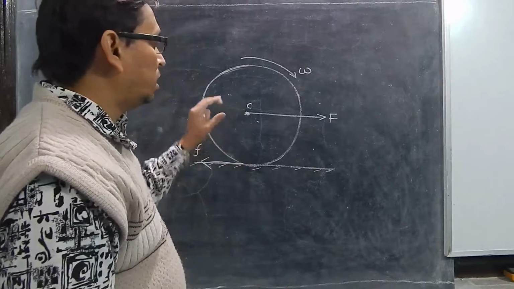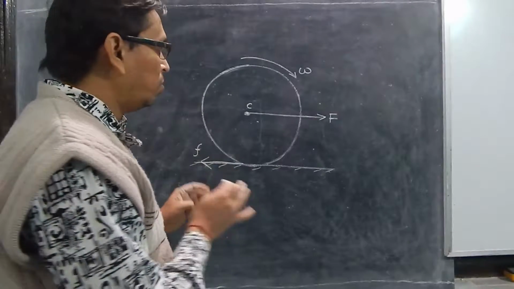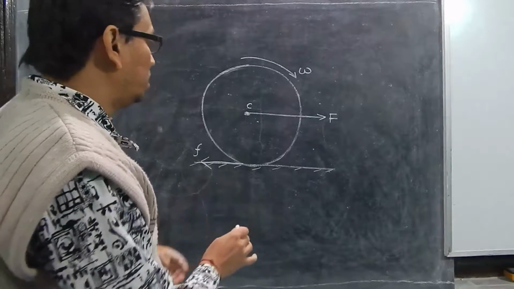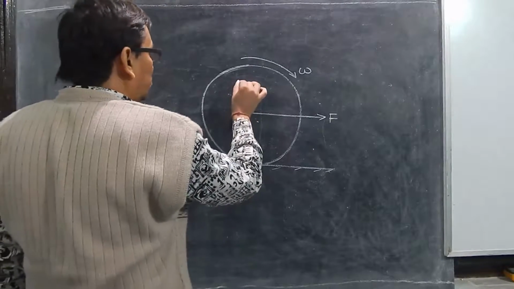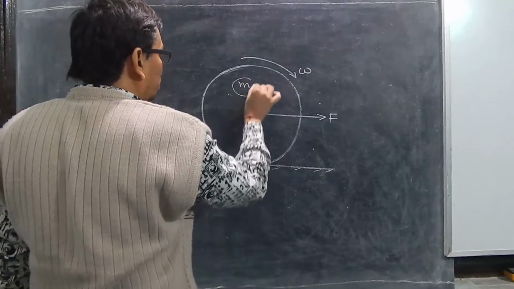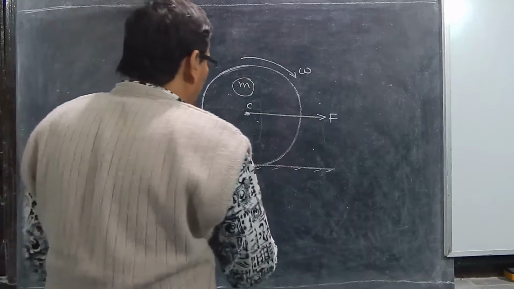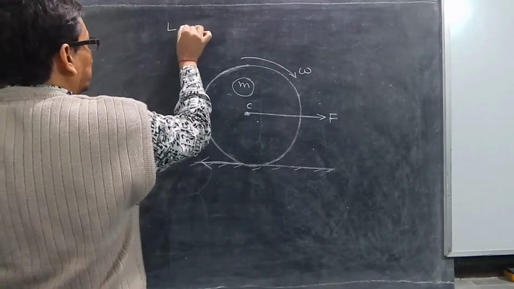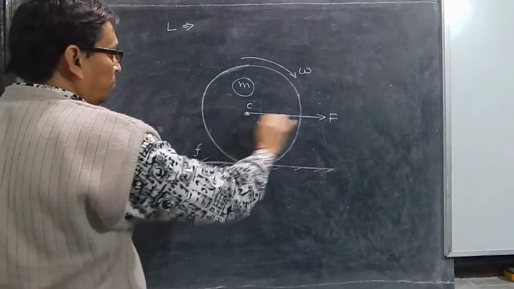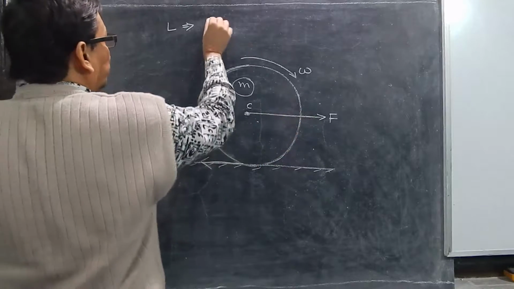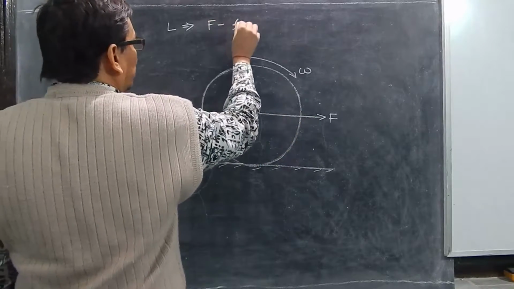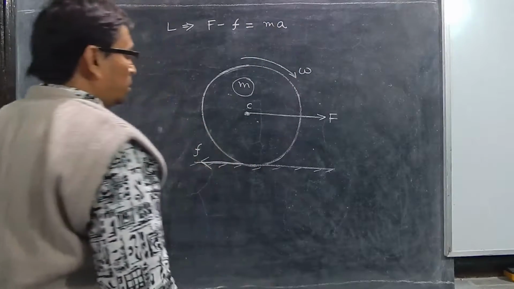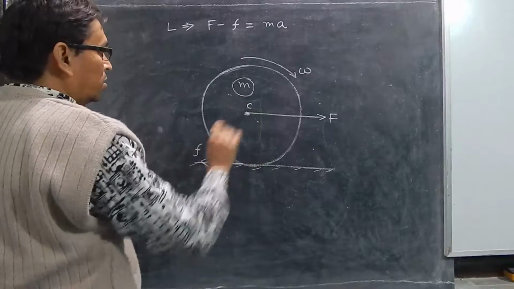So at first here we have to consider two things. One is the linear motion. For linear motion, what thing is required? Suppose the body has a mass m. So this is the mass of the body. So for linear motion, you have to maintain this: F minus small f. So capital F minus small f will be equal to mass into acceleration, m a.